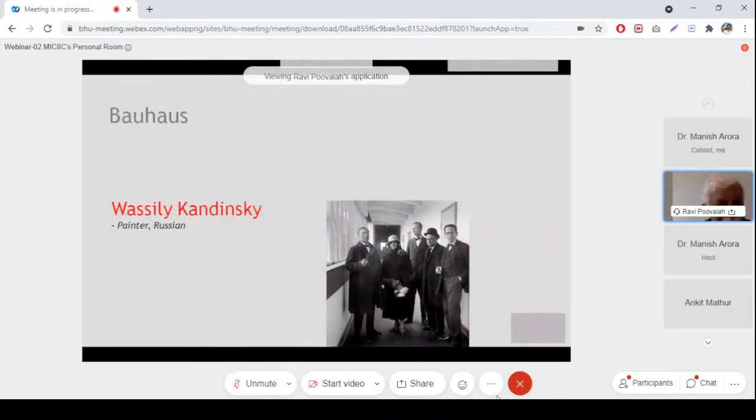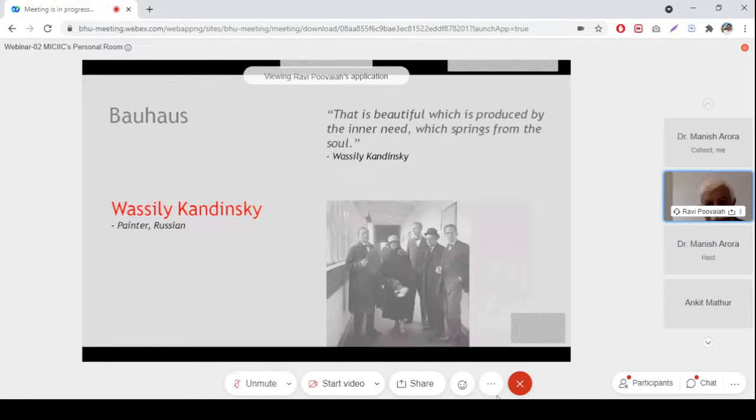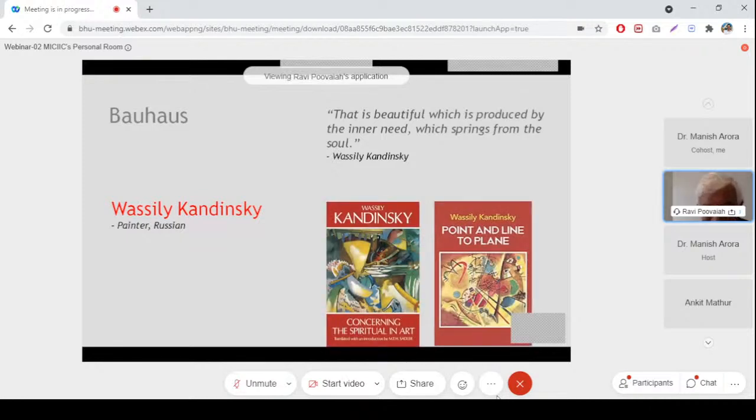Third is Kandinsky, a Russian painter. Here you can see the staff of Bauhaus: Kandinsky with his wife, Paul Klee out there, and Gropius at the far right corner. That is beautiful which is produced by the inner need, which springs from the soul. So he connects design to the spiritual, and he even wrote books concerning the spiritual in art, and his experimentation with the basic elements.